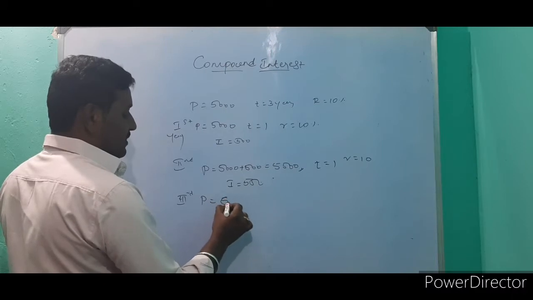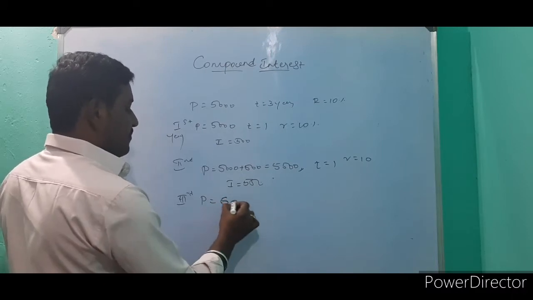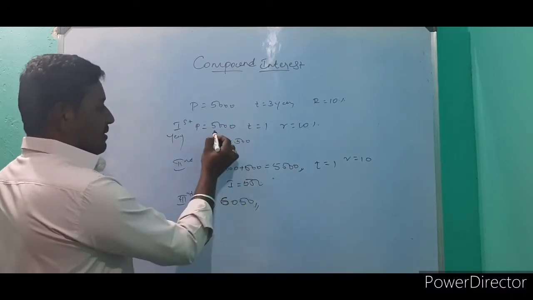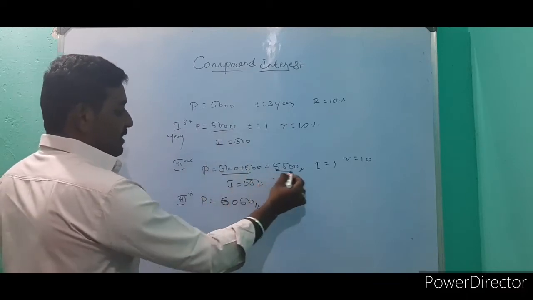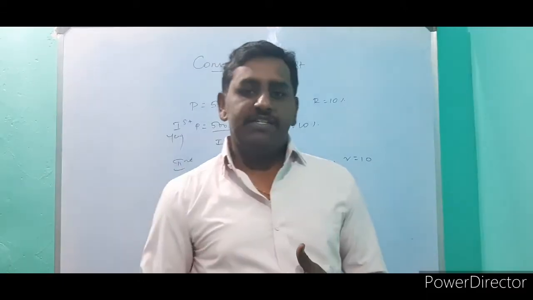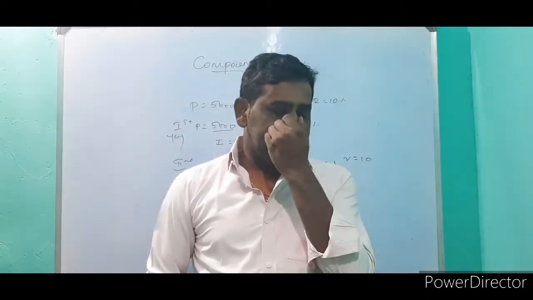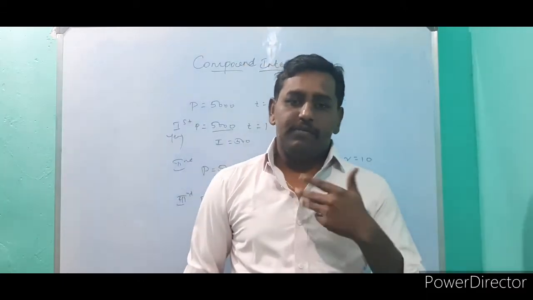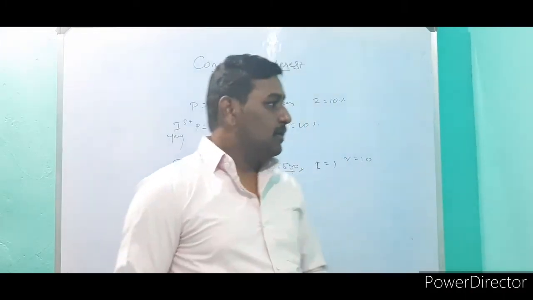So what happened here? 6,050. Look at the principal amount: year by year it is changing. Compound interest means the principal amount is changing by year. Like that, we are going to find the compound interest.